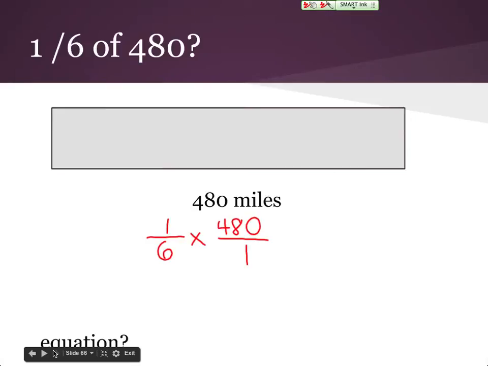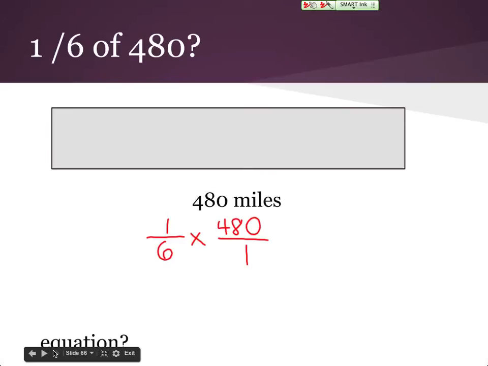Well, no, it says 1/6 of. You're writing an equation underneath it. 480 over 1. Let's think about this. If I divide 480, think about the identity property. If I divide 480 by 1, what do you get? 480. Itself. So this is technically 480, but you have to write it in fraction form when you're multiplying fractions. So you have to put it over 1.